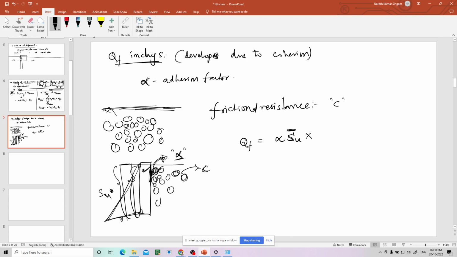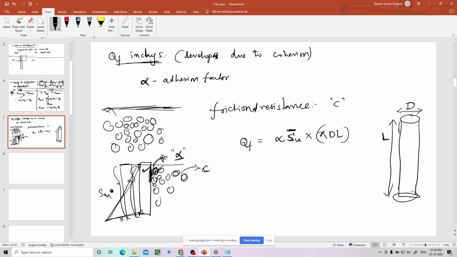If you multiply by the surface area, what is the surface area of the pile which is in circular shape? Side surface. Can someone tell, if it is D and if it is L, what is the surface area? Pi D L is the surface area. So this is the frictional resistance coming to the clays.